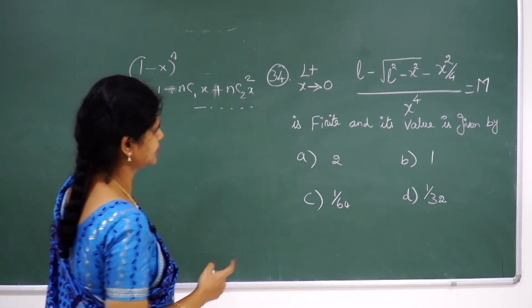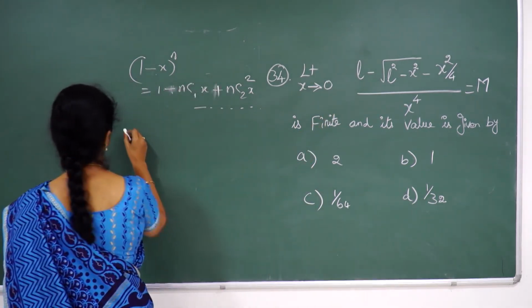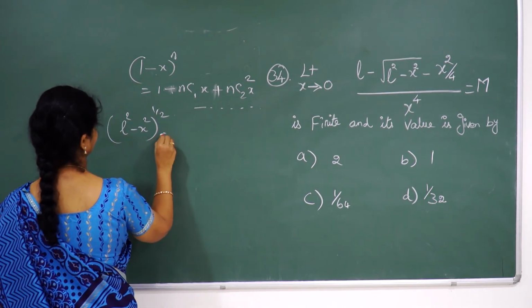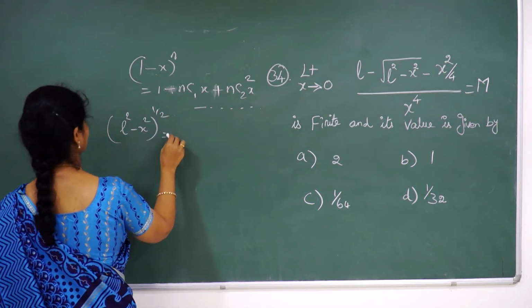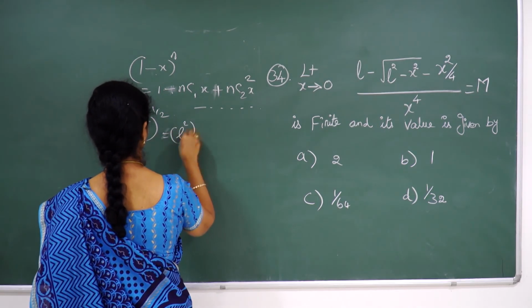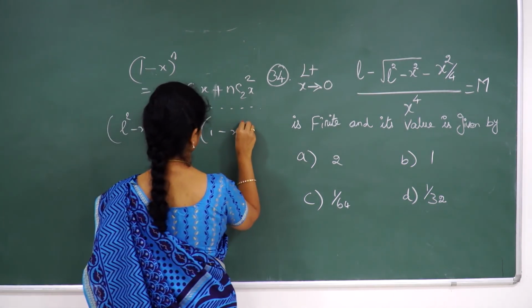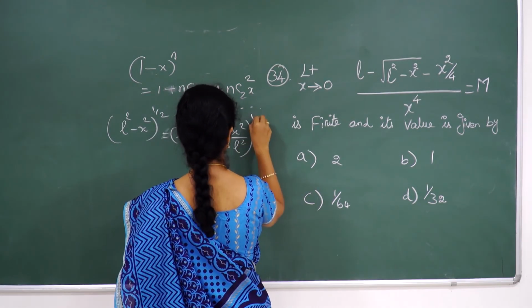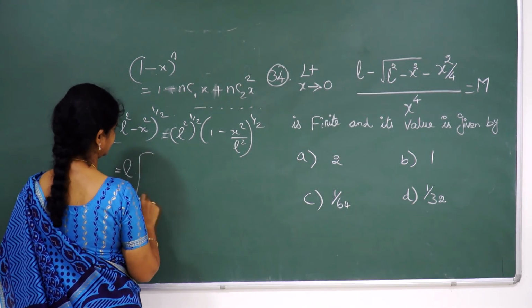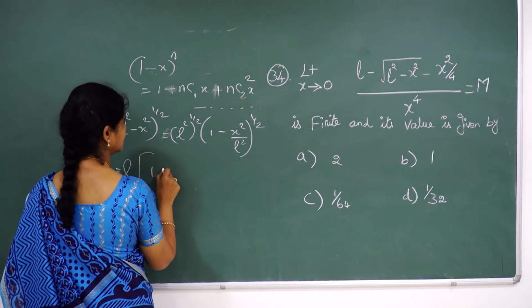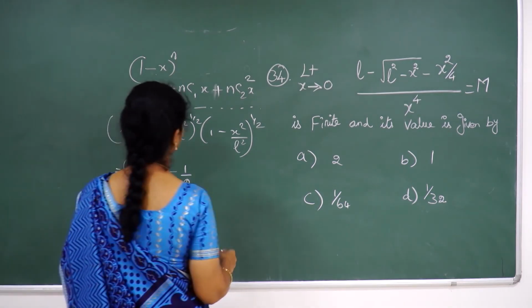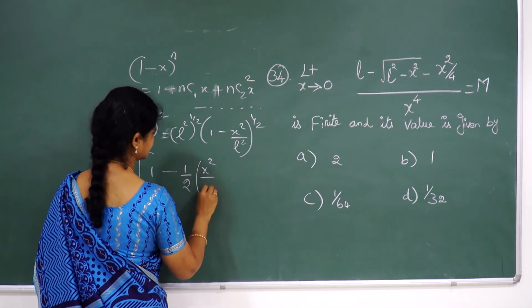Here you have the expression L square minus x square, whole to the power 1 by 2. So you take n is equal to 1 by 2. Take L square outside, so this is L square whole to the power 1 by 2, times (1 minus x square by L square) whole to the power 1 by 2. So this is nothing but L, and using this formula, 1 minus (1 by 2 C1) x square by L square.